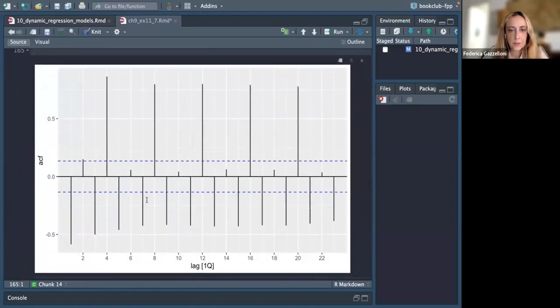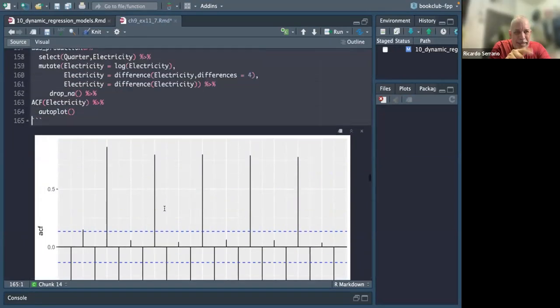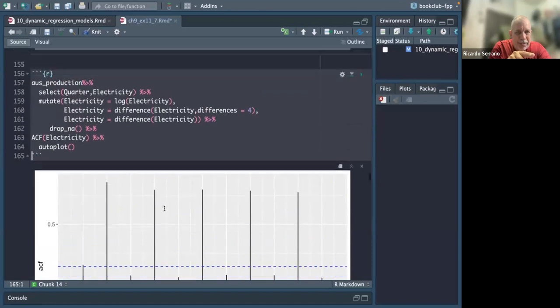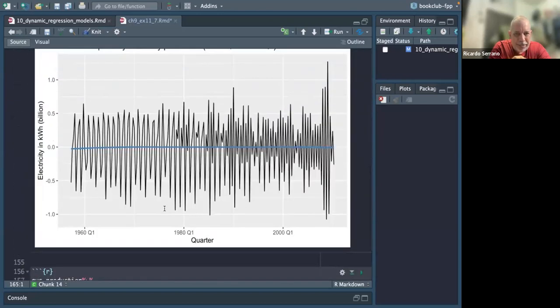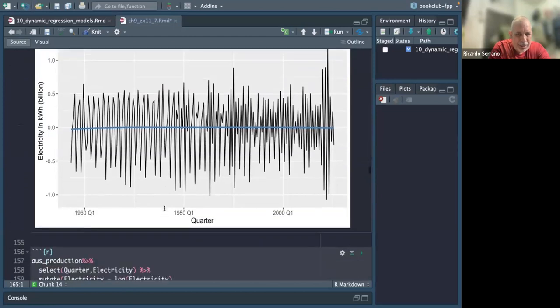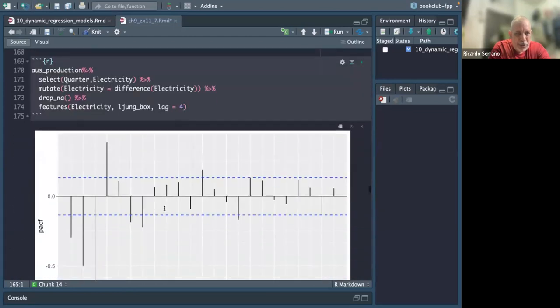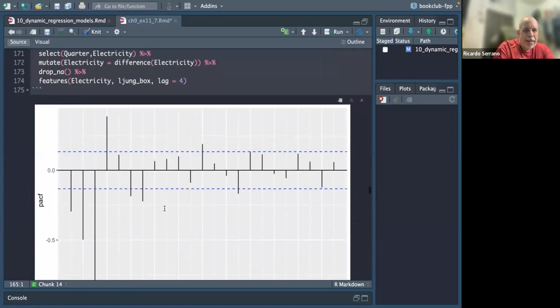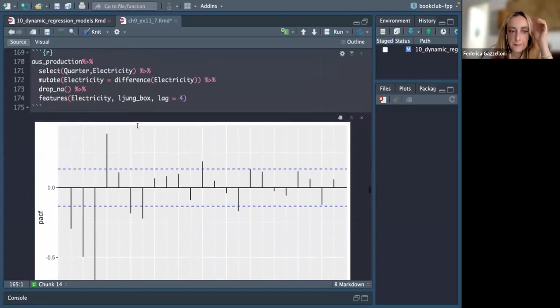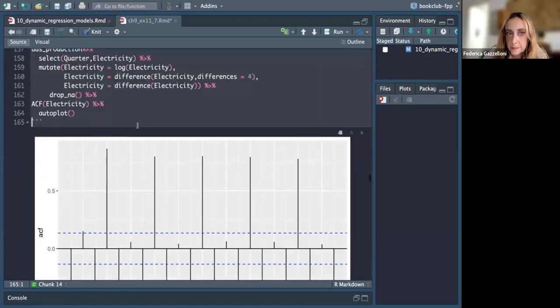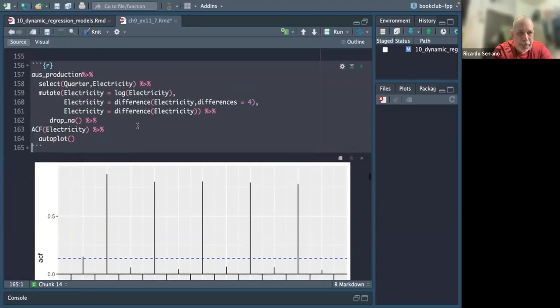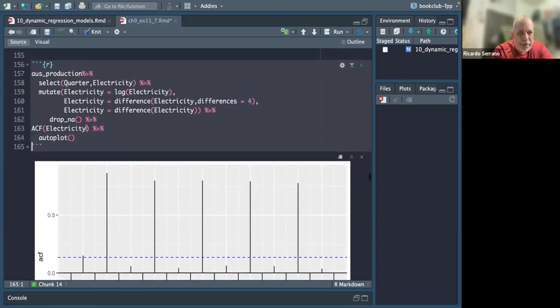You still have some lags there, yeah. Let me check again. Let me check upstairs. Okay, electricity. Because you're using, okay, what's happening is that you're inputting electricity there. Let me see. Okay, ACF, drop ACF, electricity.